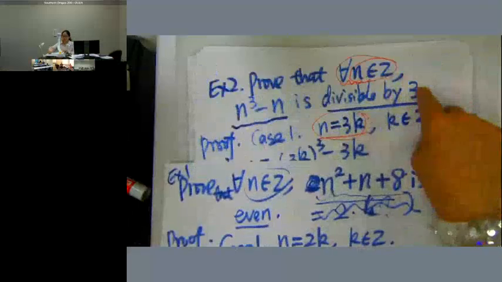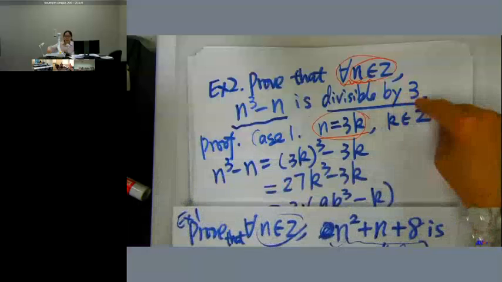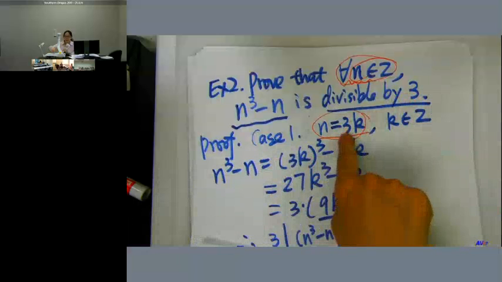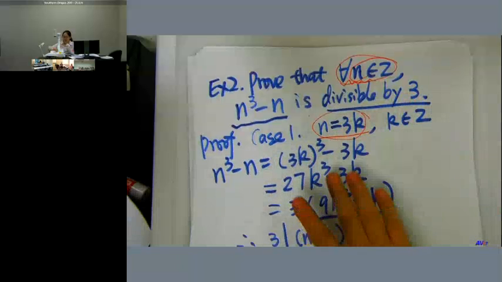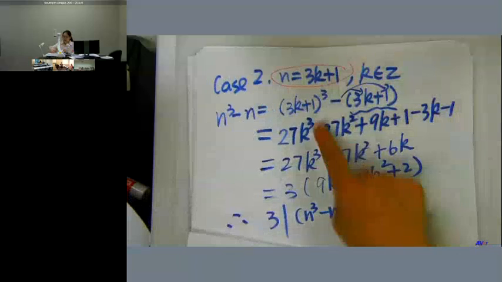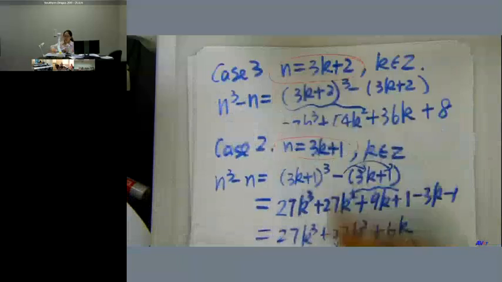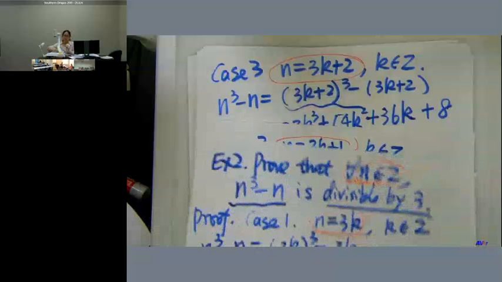Yes, divisible by 3, you probably should do 3 cases because it has a 3 in there. 3k, you can factor out the 3. 3k plus 1, you can still factor out the 3. 3k plus 2, there's a 3 there. So that's a quick hint for you.